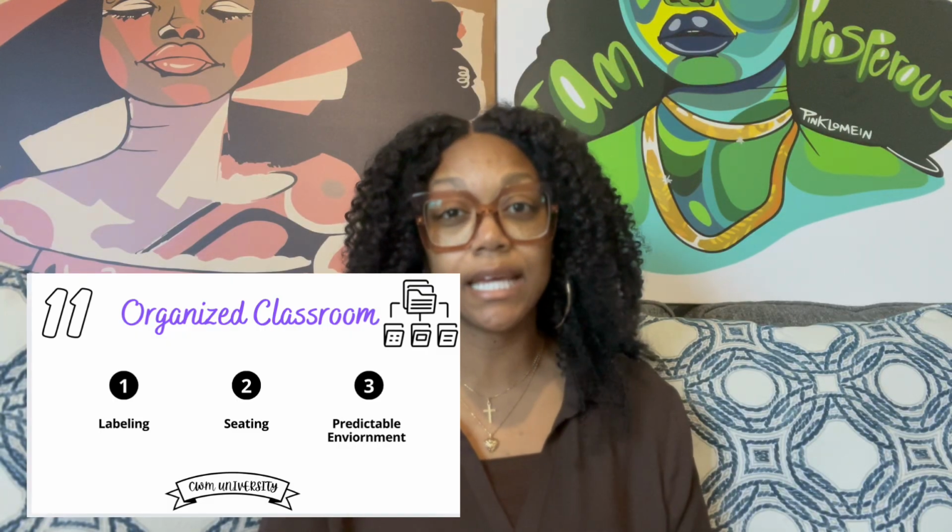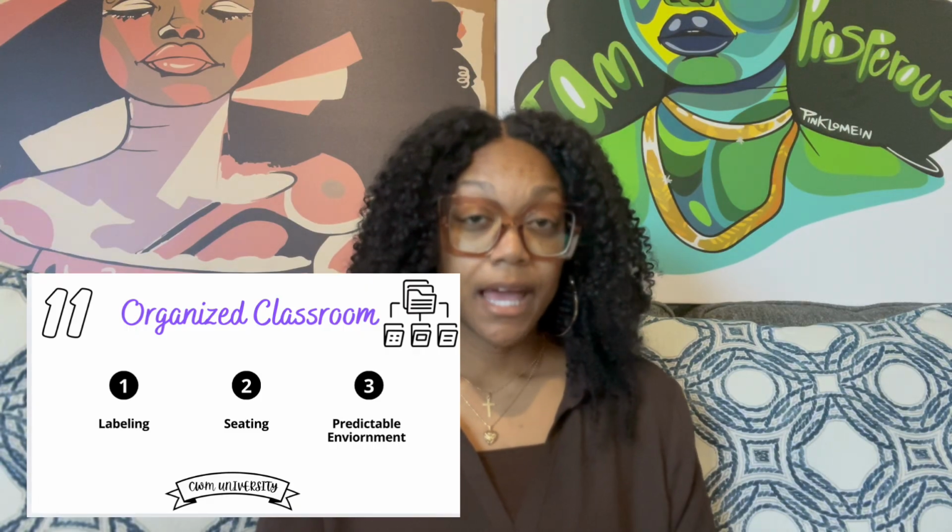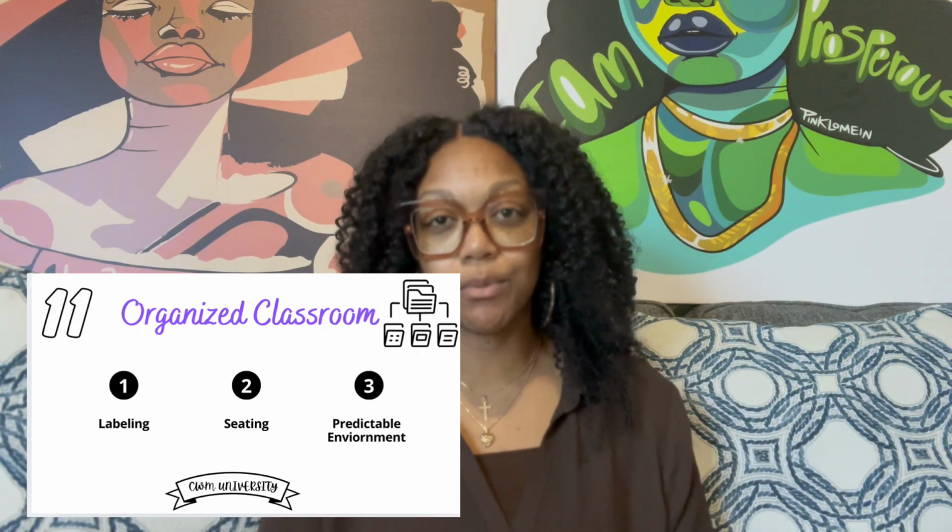So to keep an organized classroom, make sure things are labeled, especially when you want students to turn things in. Make sure the seating matches the activity. And then also make sure it's predictable. Make sure the students know where to go. If they sit in seat 5, they should know exactly each day where seat 5 is. And if you happen to change anything in your classroom, please mention it so the students won't be thrown off by it.